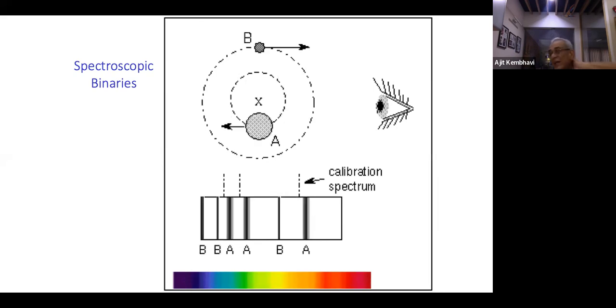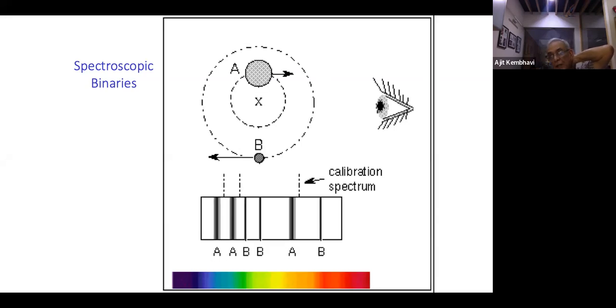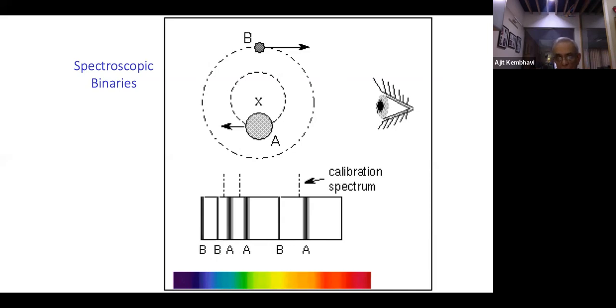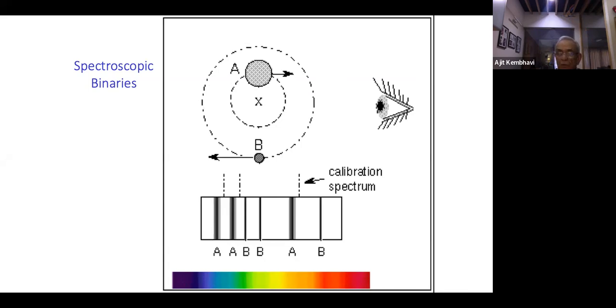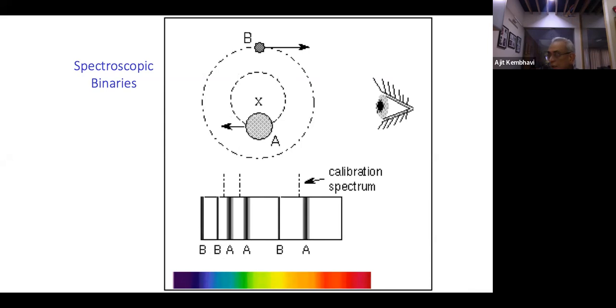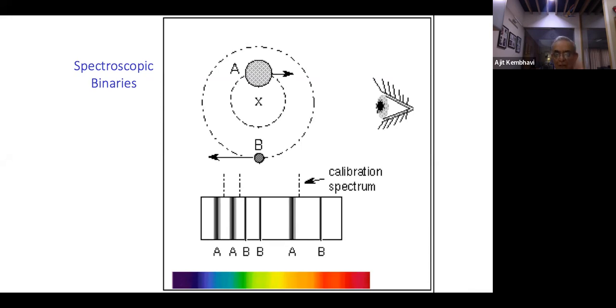I don't know how many of you have seen Mercury or Venus going across the face of the sun. It's called an occultation. And when you see that, you'll see this beautiful tiny dot moving across the face of the sun.